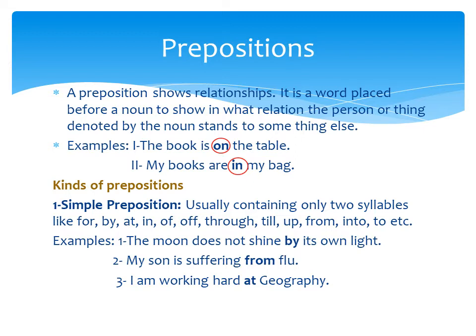In example number 1, by is the preposition which is showing the relationship between moon and light. From is a preposition. In example number 2, it is showing the relationship between flu and son. Number 3, at is a preposition. Here it is showing the relationship between the person and geography.